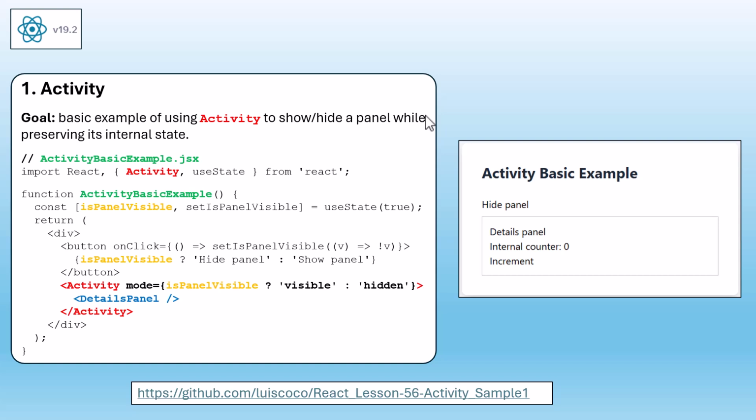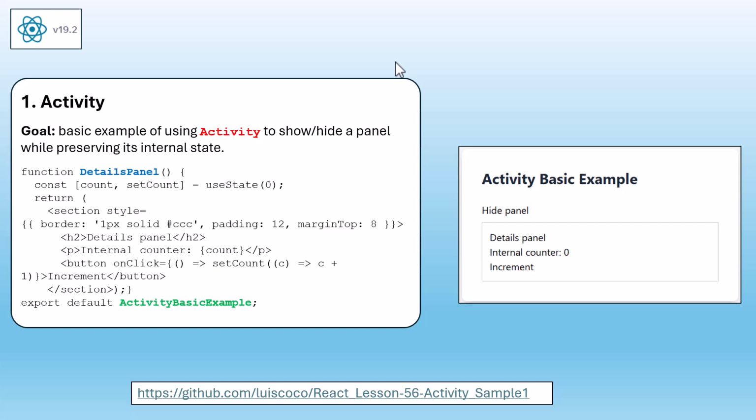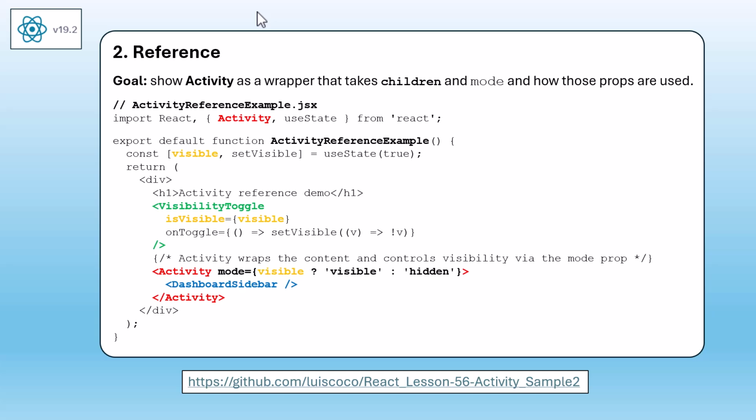When we place a portion of the UI inside an activity boundary, React can hide its children by applying a visual change. At the same time, React cleans up any effects associated with those children so that no side effects continue running invisibly in the background. Despite being hidden, the components still respond to new properties with low priority updates. As soon as the activity boundary becomes visible again, React brings everything back exactly as it was. This makes activity a mechanism that allows a component to continue existing in the background without interfering with the rest of the UI.